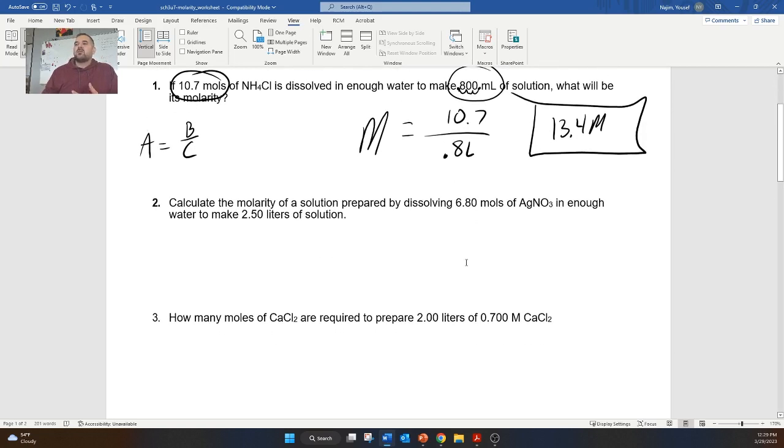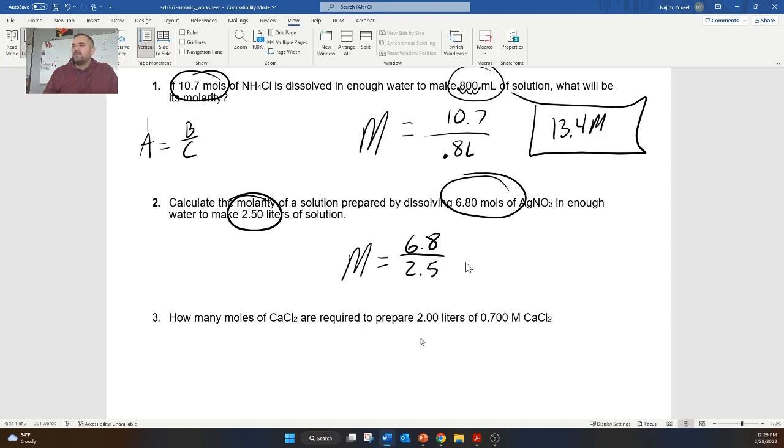So the next one also wants us to calculate the molarity. So capital M is going to be equal to 6.8 moles. Where does that go, top or bottom? So 6.8 divided by enough solution to make a 2.5 liter solution. That's going to go down here. So 2.5 liters. Somebody plug that in and give us an answer. 2.72 molar solution. This is too easy, right?